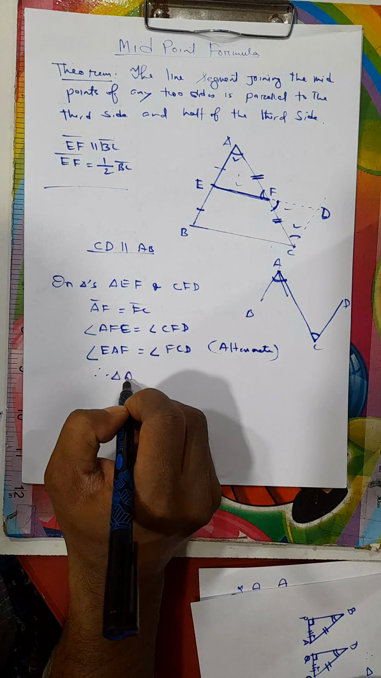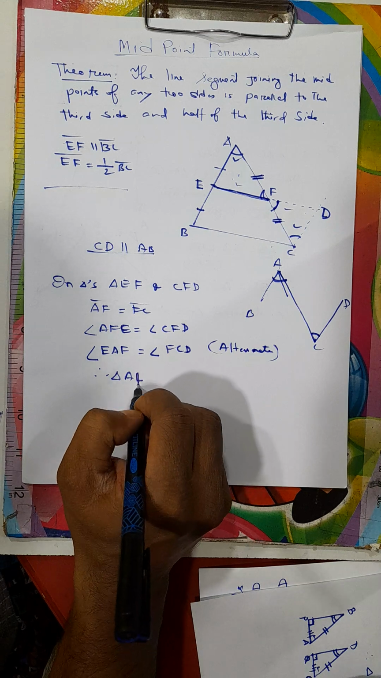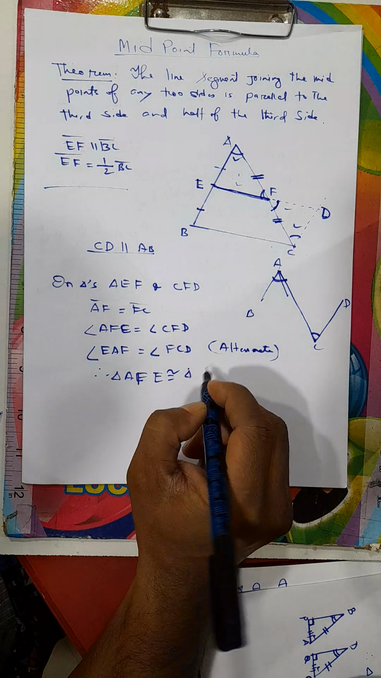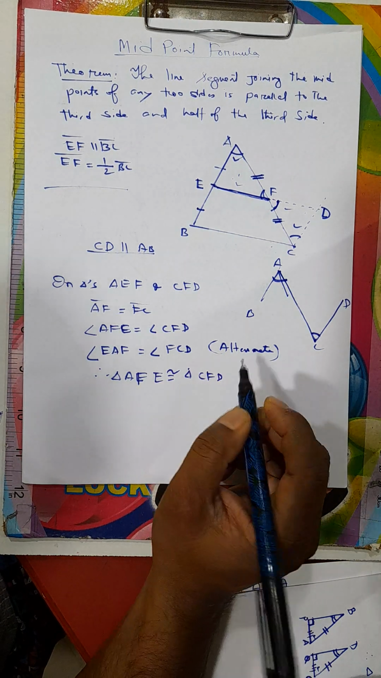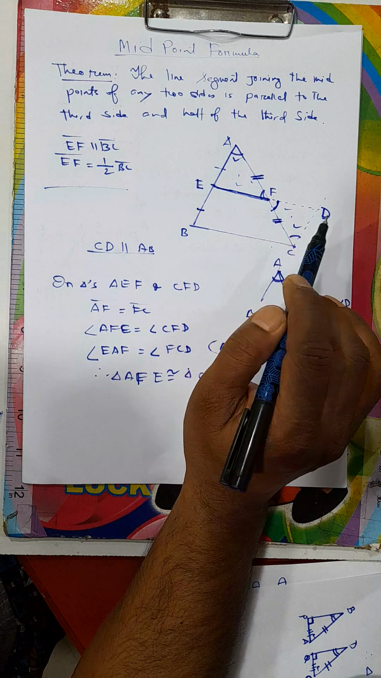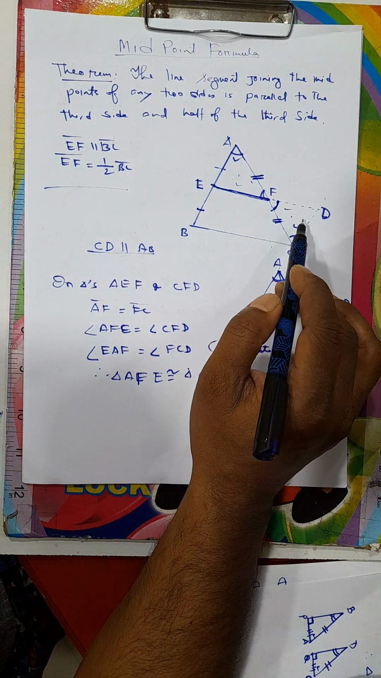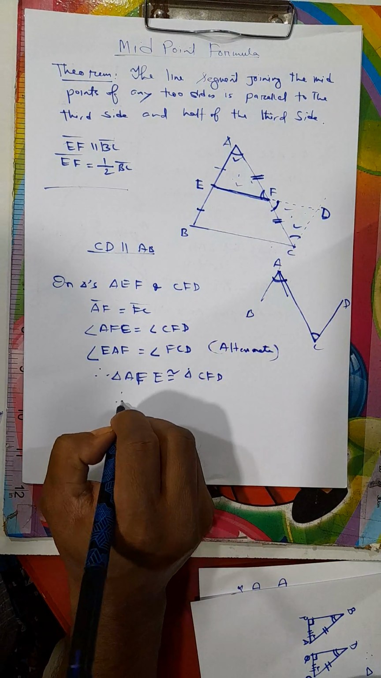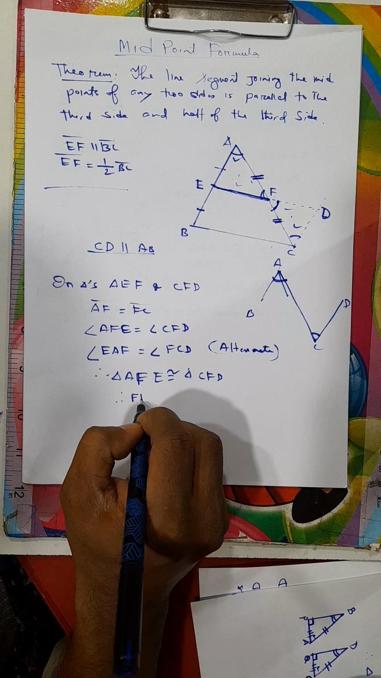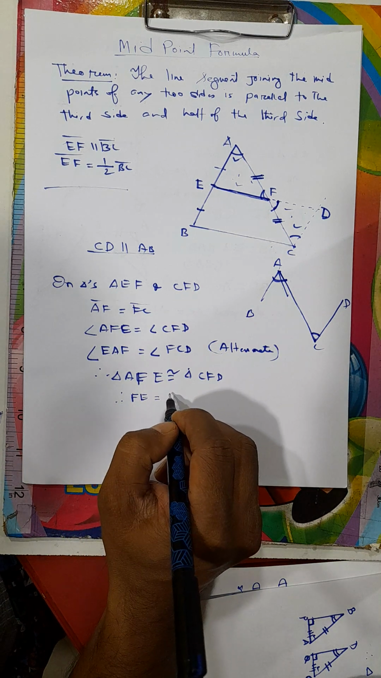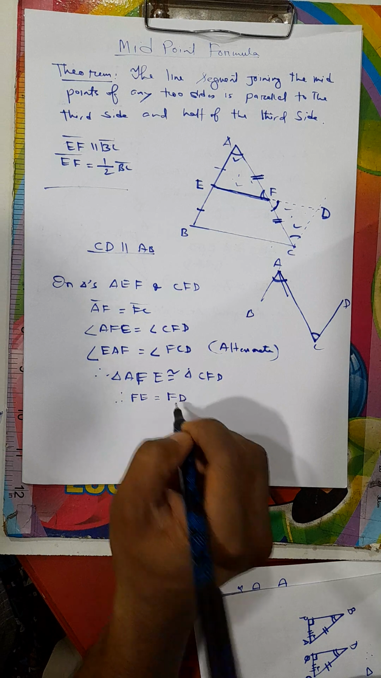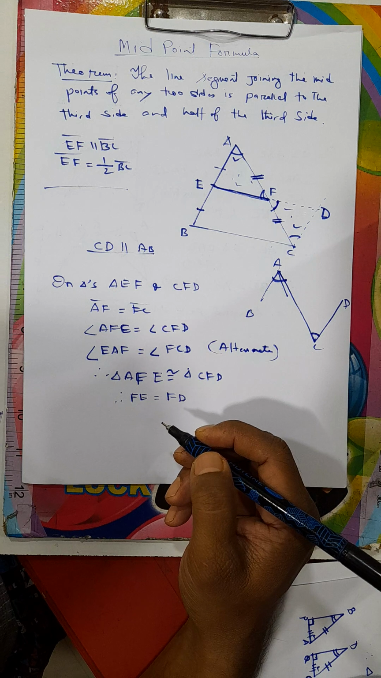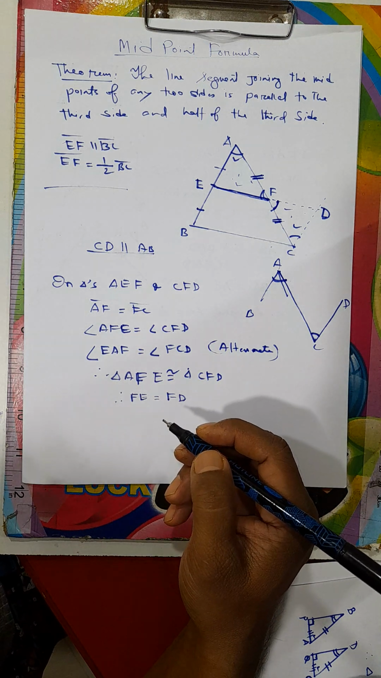Therefore, triangle AFE is congruent to triangle CFD. So these two triangles are congruent. Now in congruent triangles, you find that corresponding parts are equal. Therefore, FE equal to FD. CPCT, right? FE equal to FD.